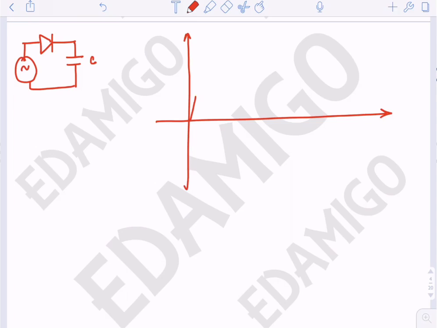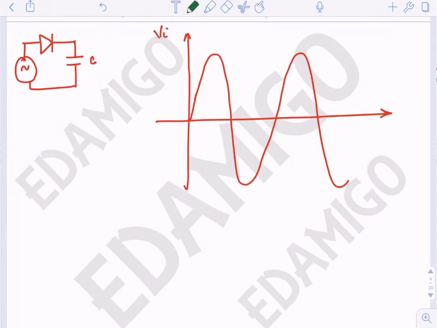So if the input is sinusoidal, it is like this. So this is the input volts. Initially we assume that the voltage across the capacitance is 0. The capacitance is initially uncharged.